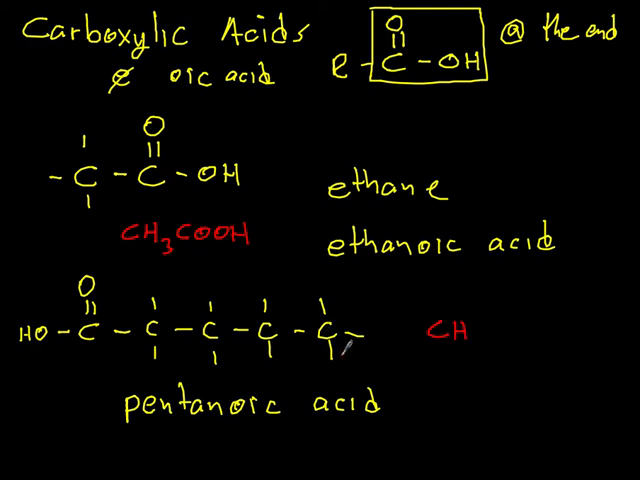So we'll do this backwards. So this will be our CH3, and then this will be our next one, CH2, CH2, CH2, COOH. That's how we would write that out for pentanoic acid. Okay? So those are your carboxylic acids.